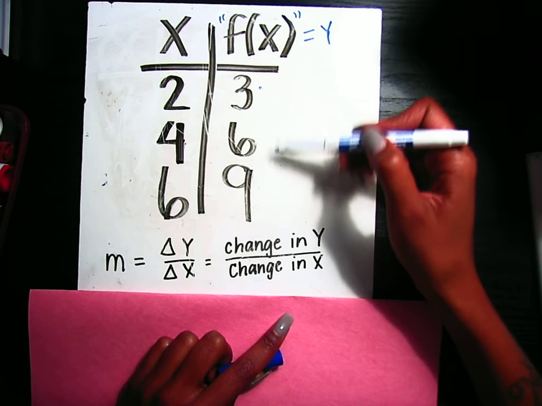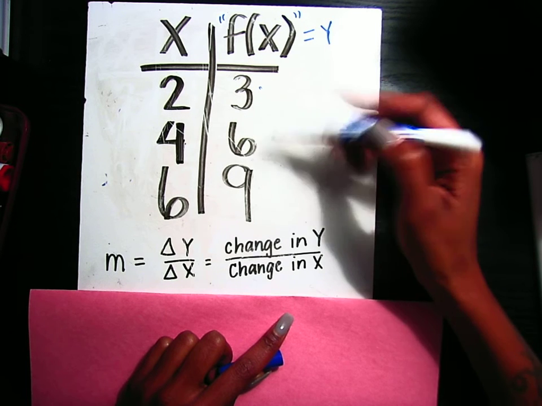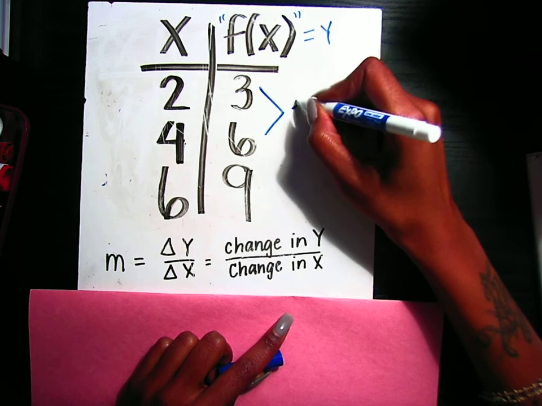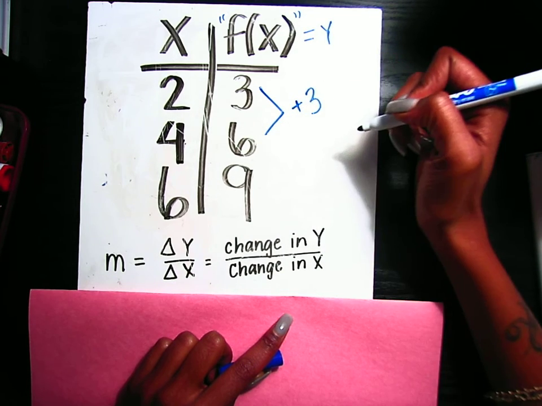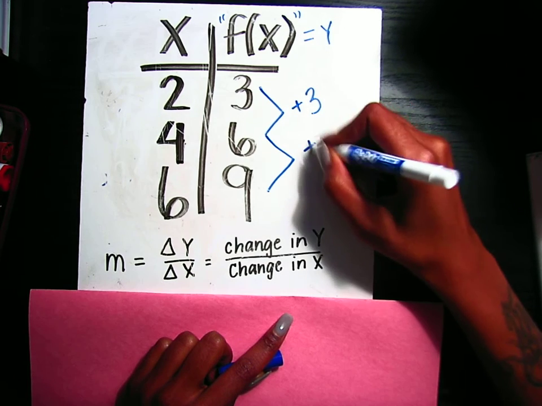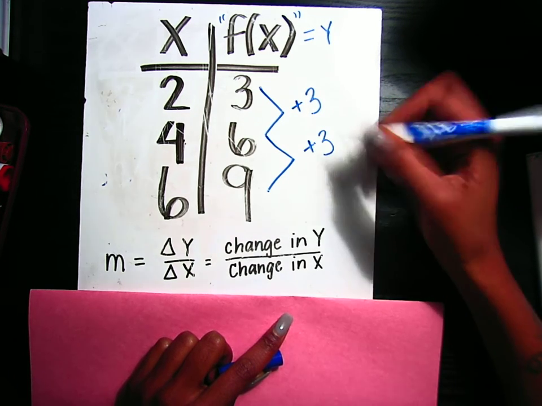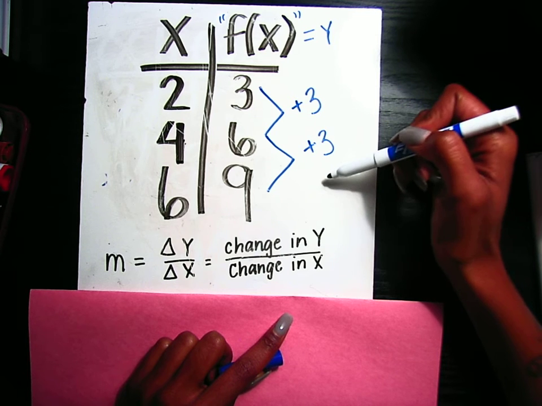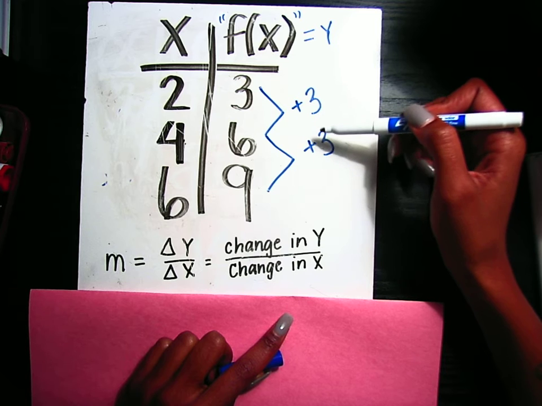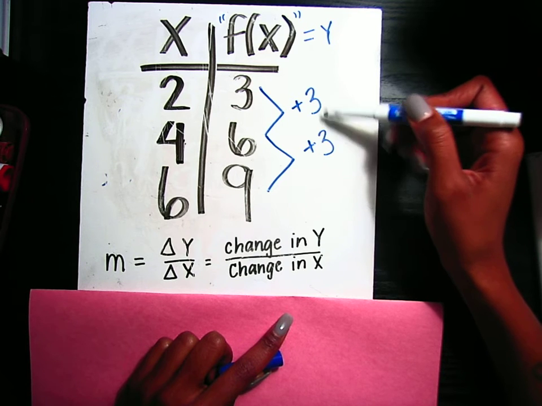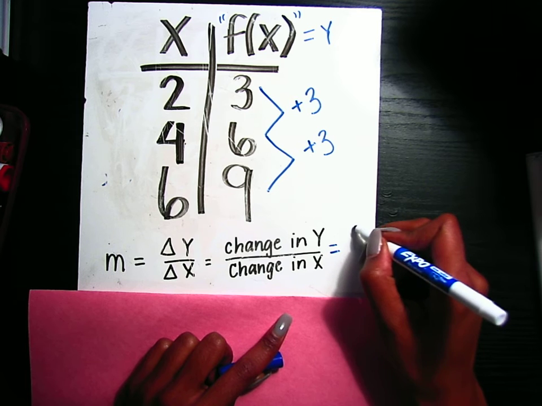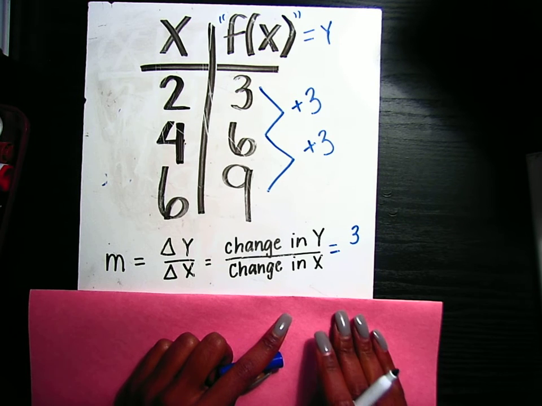So if we look at our y side, look at your y column. From the first y value to the second y value, we went up 3. And from the second y value to the third y value, we also went up 3. Because we went up by constant terms, meaning we went up by 3 the first time and up by 3 the second time, this is a constant value, which makes our change in y equal to 3.